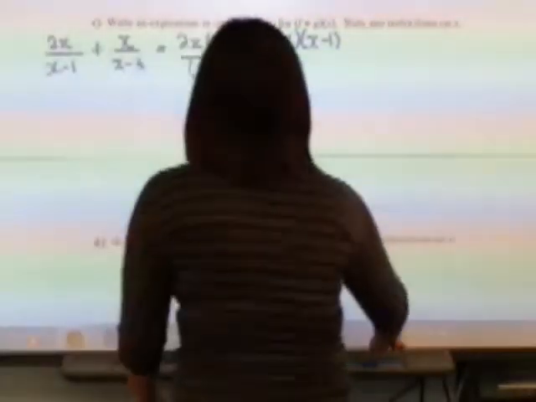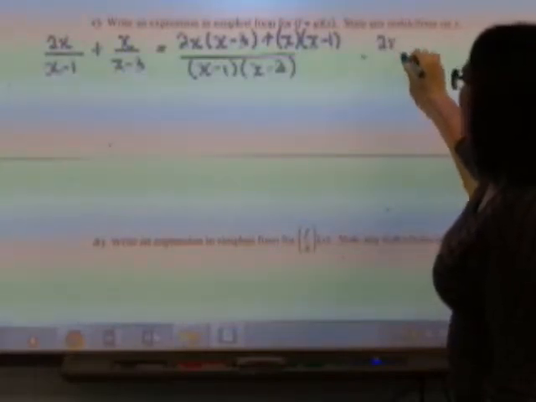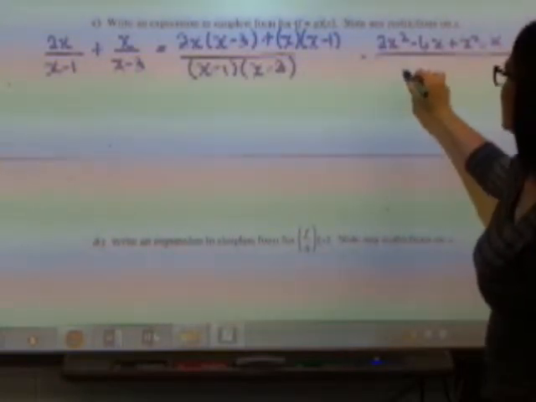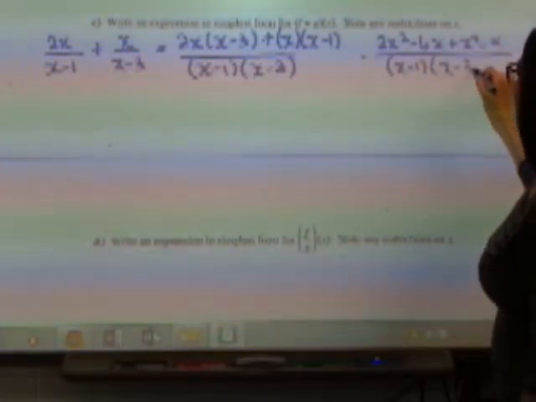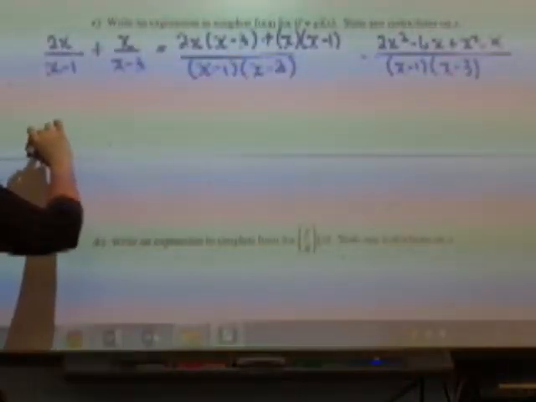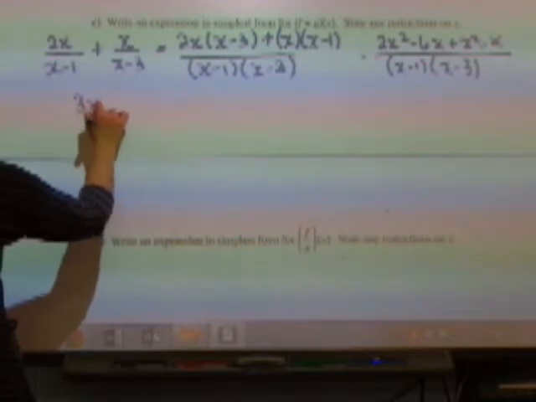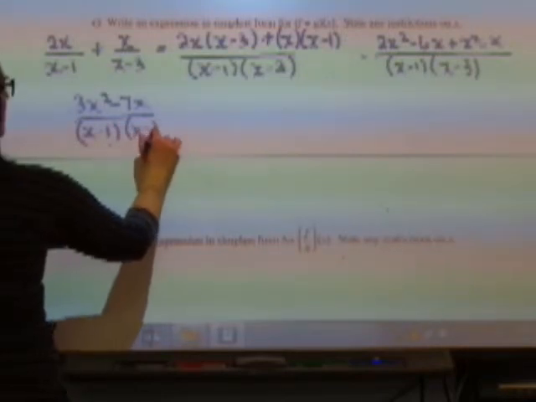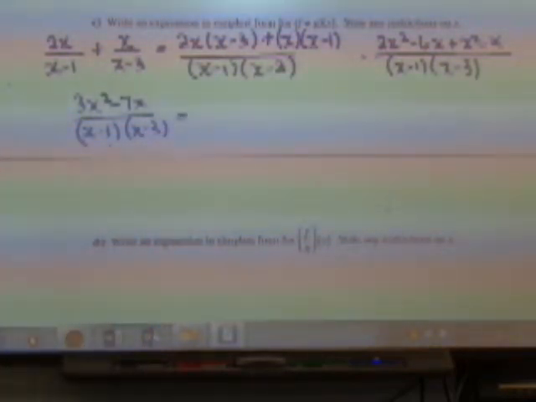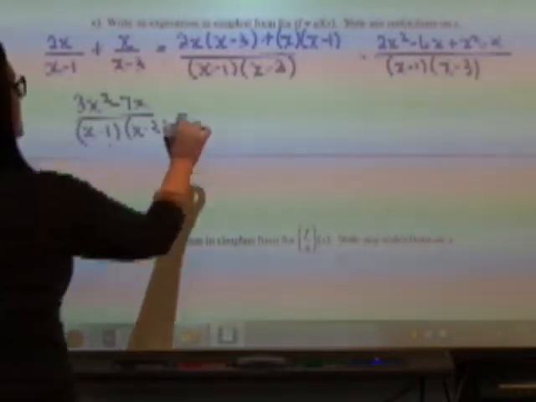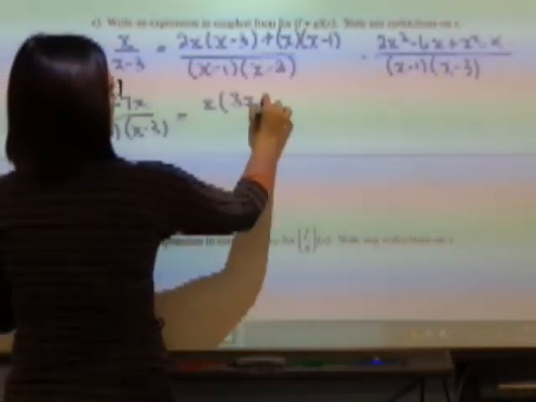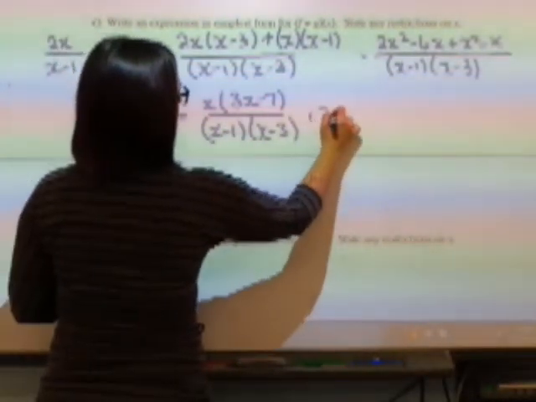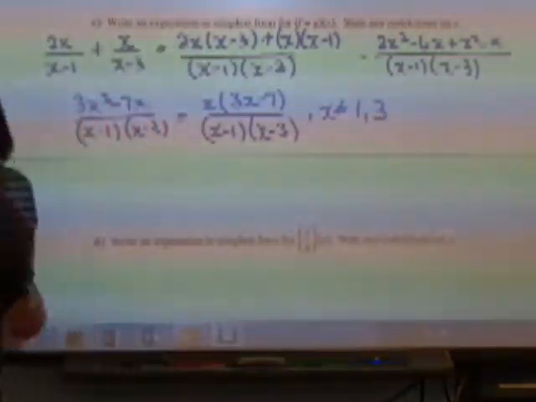Okay, so if we expand this out, I get 2x squared minus 6x plus x squared minus x. So that gives me 3x squared minus 7x over x minus 1 and x minus 3. From the top, we could factor out an x to get 3x minus 7. And again, I'd have to put in my conditions that x can't equal 1 or 3.